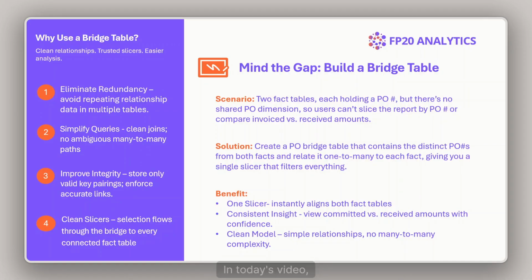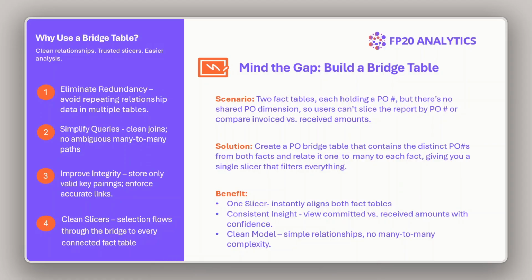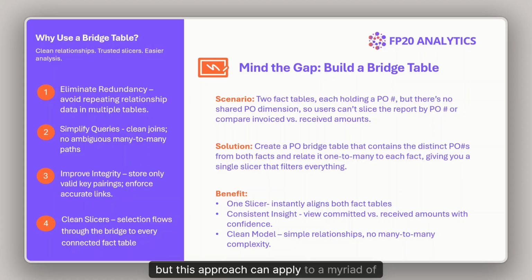In today's video, we're diving into a common modeling challenge: how to cleanly connect two fact tables when they share a common element but don't share a common dimension. We'll walk through a scenario involving purchase orders, but this approach can apply to a myriad of situations.